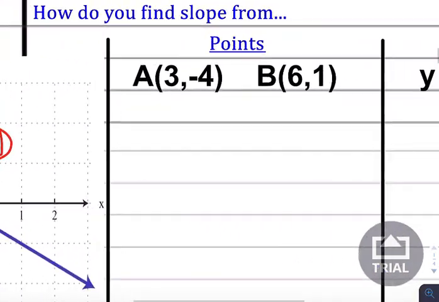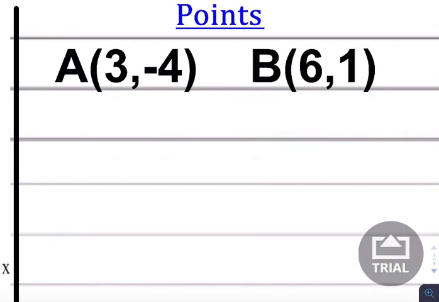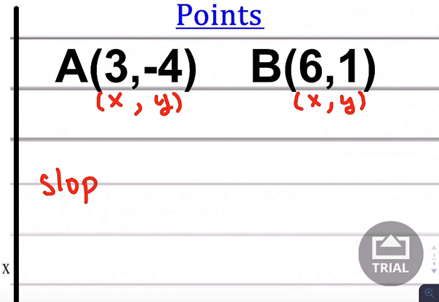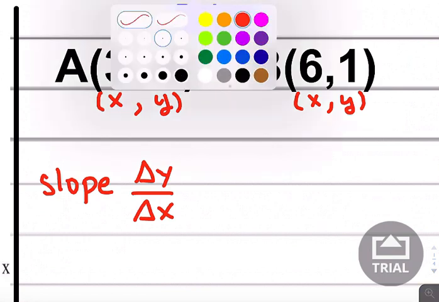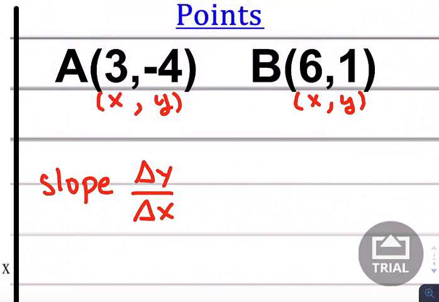Now, if we don't have a graph, we're just given some points, we can still do the same kind of work. We have to acknowledge that the coordinates, of course, are going to be in x, y order. And so if we want to calculate the slope, which is just, again, change in y over change in x, we can simply track that by looking at where the x and y started and where it ended.